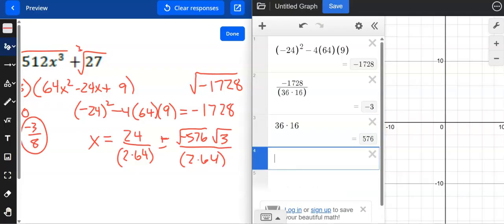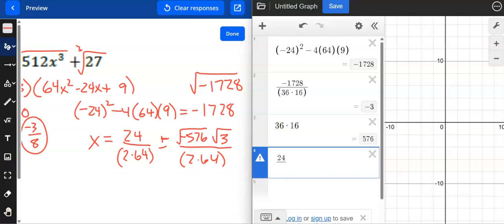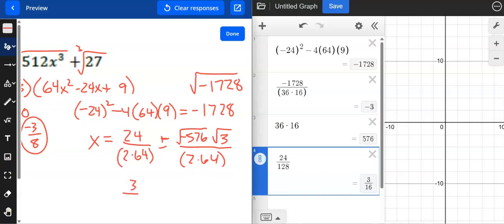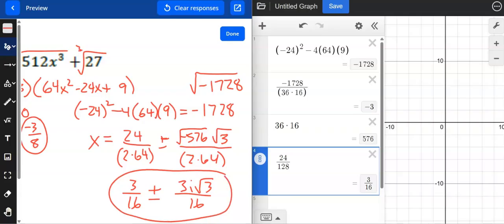So let's see here. 24 divided by 128, that is 3/16, plus or minus. That's going to be 3i radical 3 over 16. And that's the notes for that particular section.